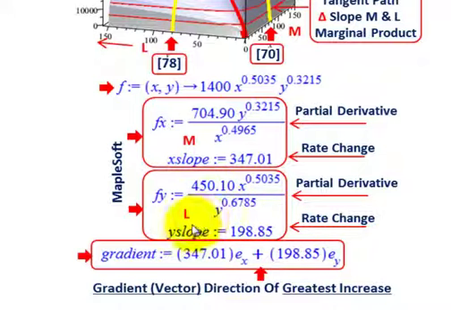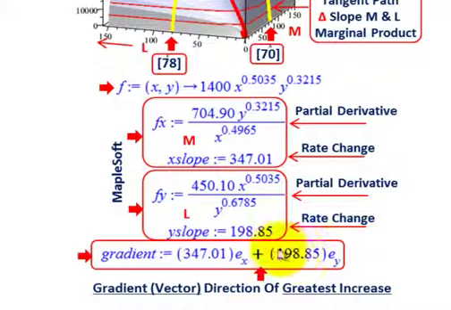Okay, so what our gradient vector is, we worked all the way through here. A gradient vector is taking our gradient as that vector. We would take it for our material first: that's our slope, $347, times the vector amount, plus we would add to it our rate of change for our labor, 198. So that's our gradient vector. That's the direction of the greatest increase based on our production function.